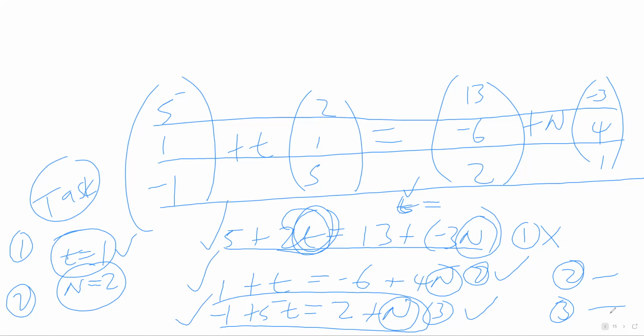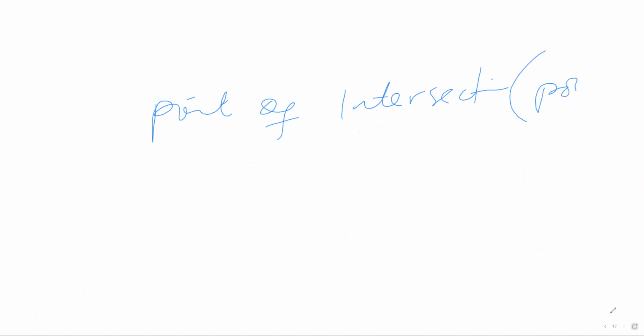That means they do not intersect. If they intersect, the value of T should be the same for equation 1, equation 2, and equation 3. The value of mu should be the same for equation 1, equation 2, and equation 3. And after we do that, we can now find the point of intersection, or the position vector.